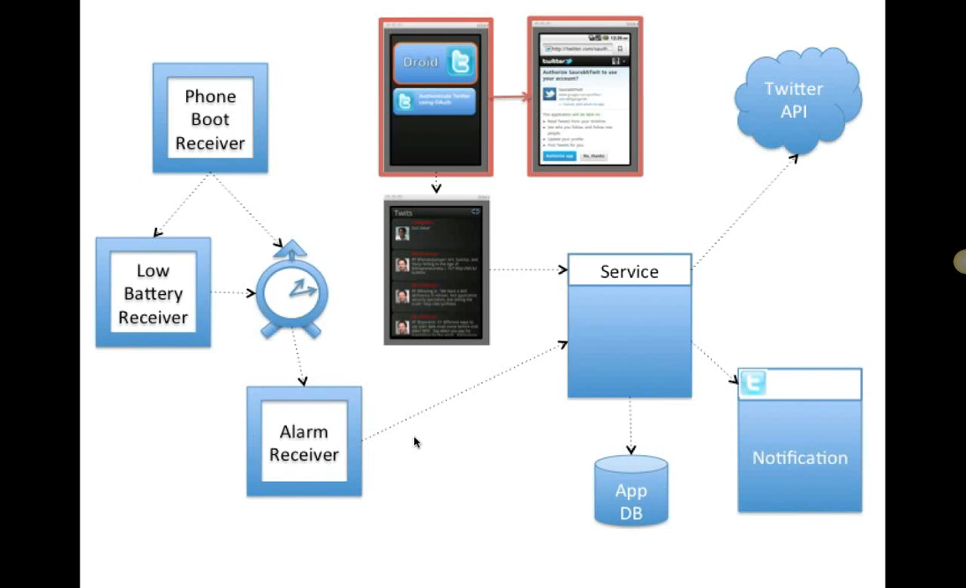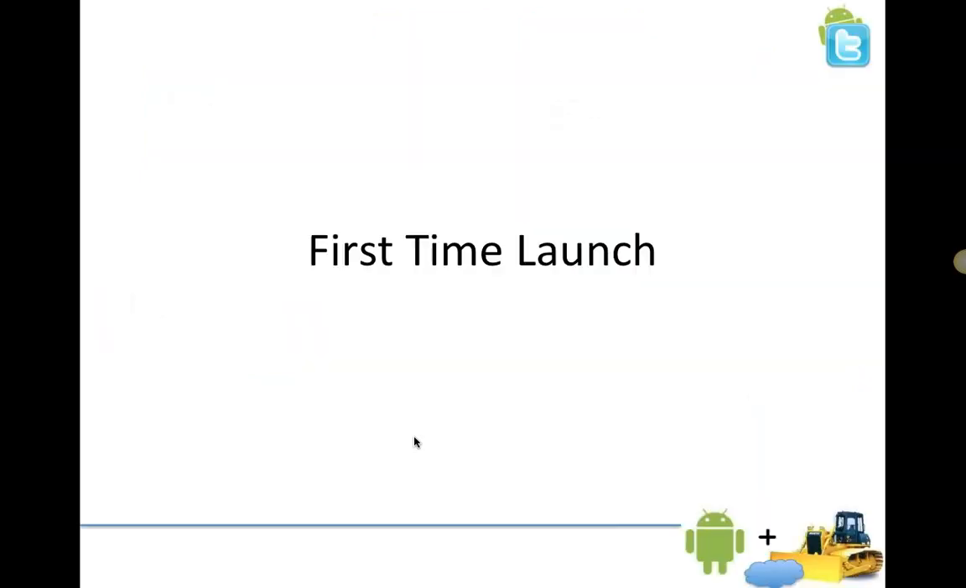In this screen, you will see that the first screen which I had was a splash screen, which showed a Droid icon and a button called Authenticate Twitter using OAuth. Now when I click on that button, it takes me to the browser. The browser takes me to Twitter, and that's where I authenticate, and the browser gets me back to my own application with certain tokens. And now I can use these tokens to fetch tweets from Twitter. So that's what I'm showing in this screen, where you can see the Droid screen and the browser screen in the red borders.